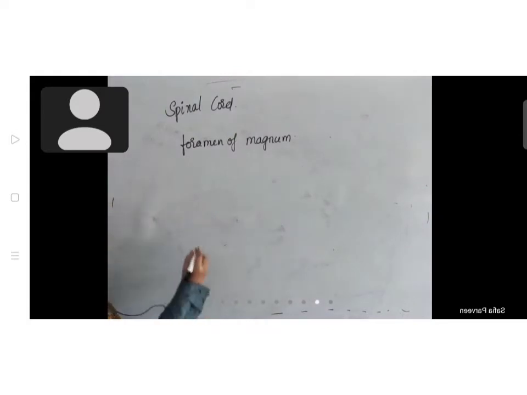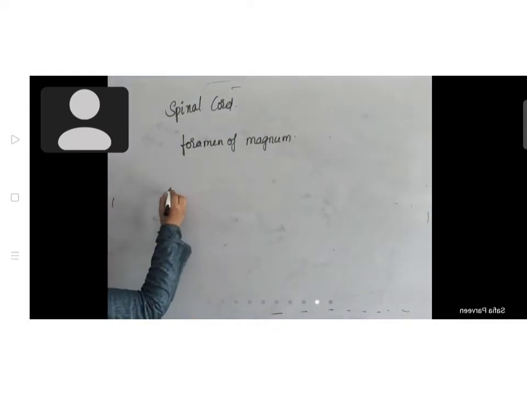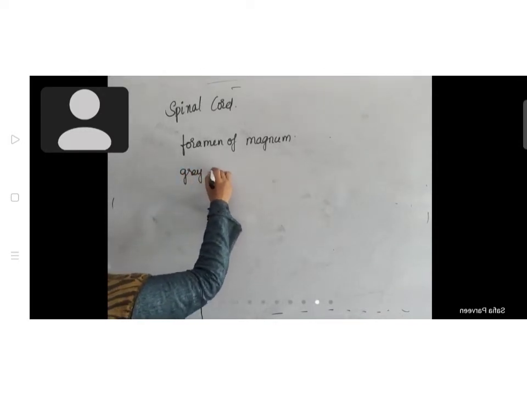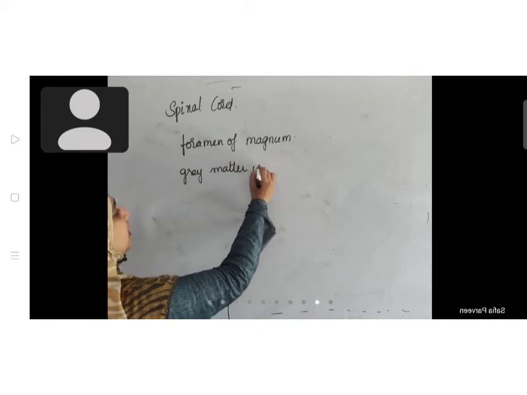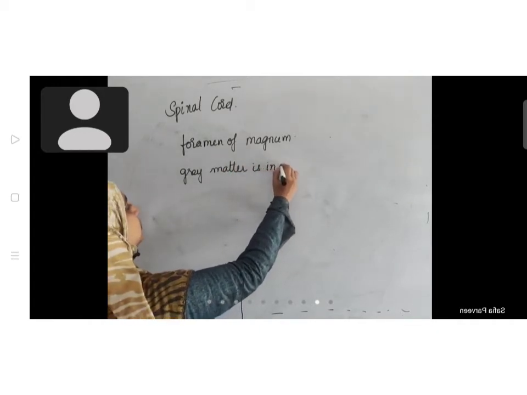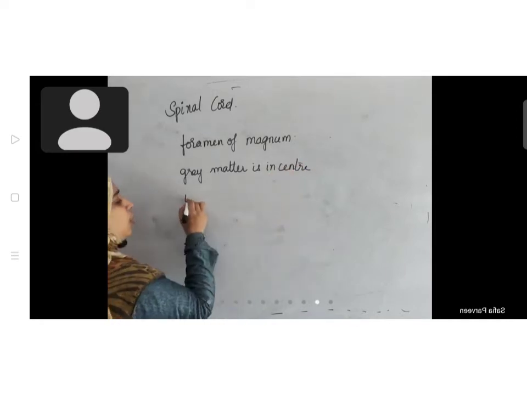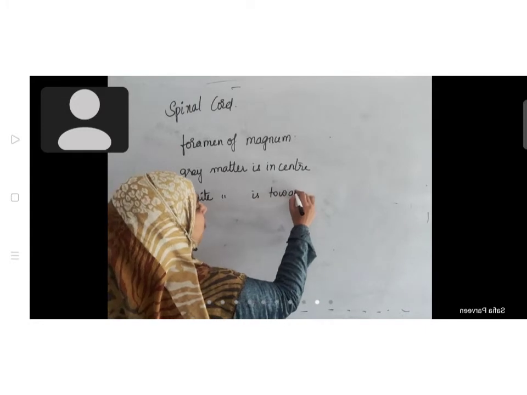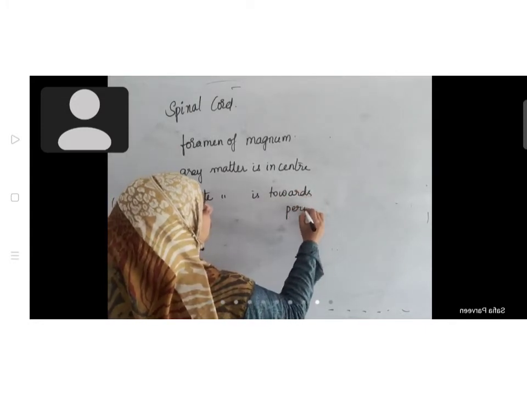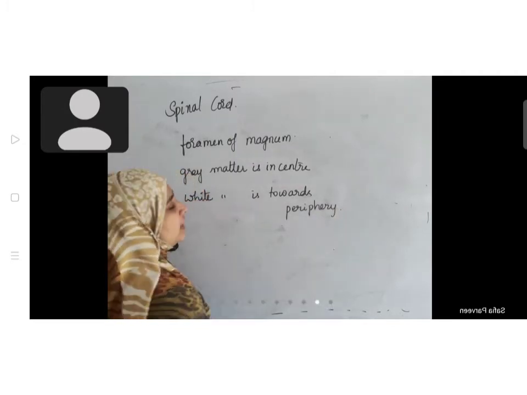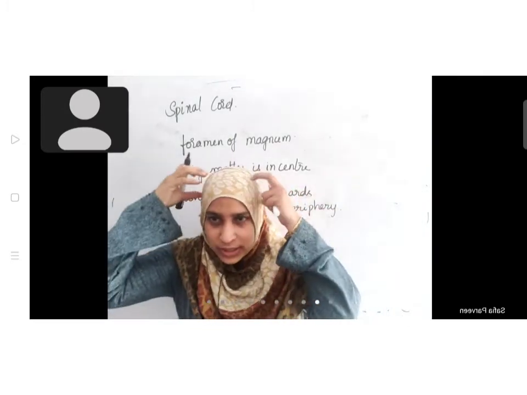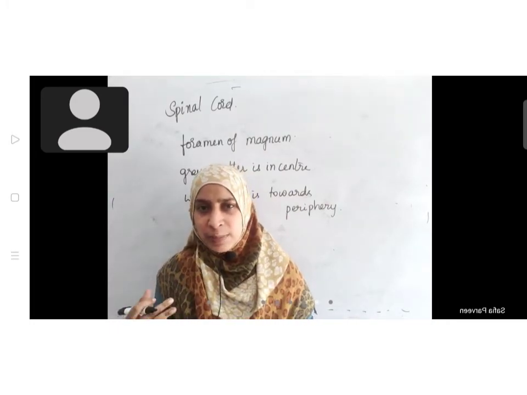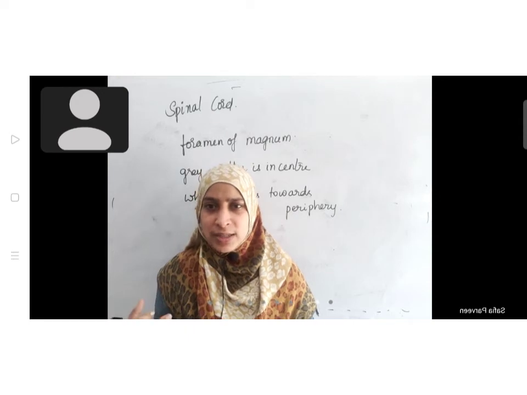Okay, in the structure of the spinal cord, you will see that gray matter is inside, in the center. White matter is towards the periphery. Periphery means outer regions. Why? When we discussed the brain, I said gray matter is outside because all cell bodies are present outside and all the bunch of axons are in the center. That is why our brain has gray matter outside and white matter inside.